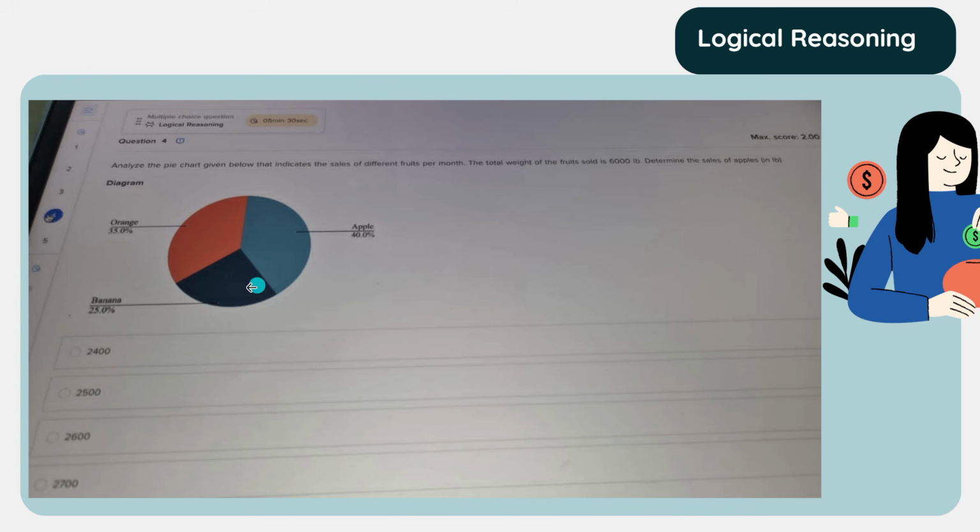Analyze this pie chart. The sales of different fruits per month. The total weight of fruits sold is 6,000 lb. Determine the sales of apples. You have to determine the sales of apples. It has given 40.0%. I hope you can do it.